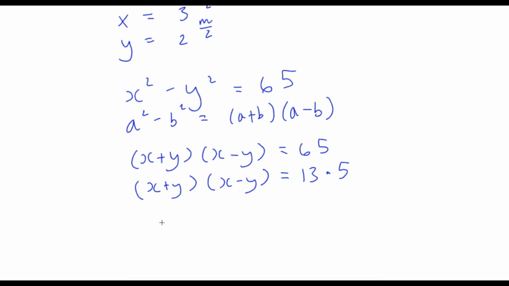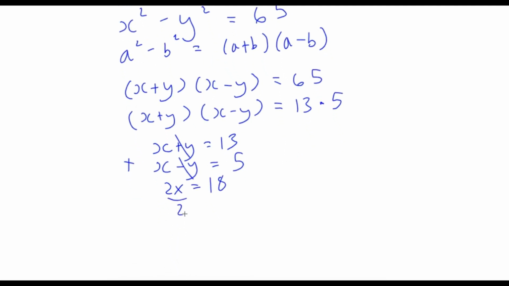Now this can give us two equations. We have x plus y is equal to 13 and x minus y is equal to 5. So this is essentially a system of equations. If we add these two equations together, we'll cancel the y terms out, and we get 2x is equal to 13 plus 5, which is 18. Now if we divide both sides by 2, these two cancel out, and we are left with x is equal to 18 divided by 2, which is 9. So our value for x is 9.